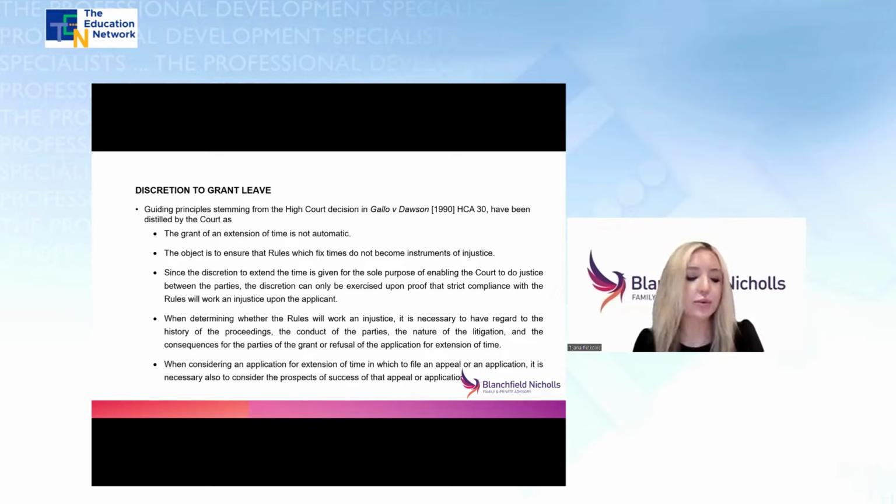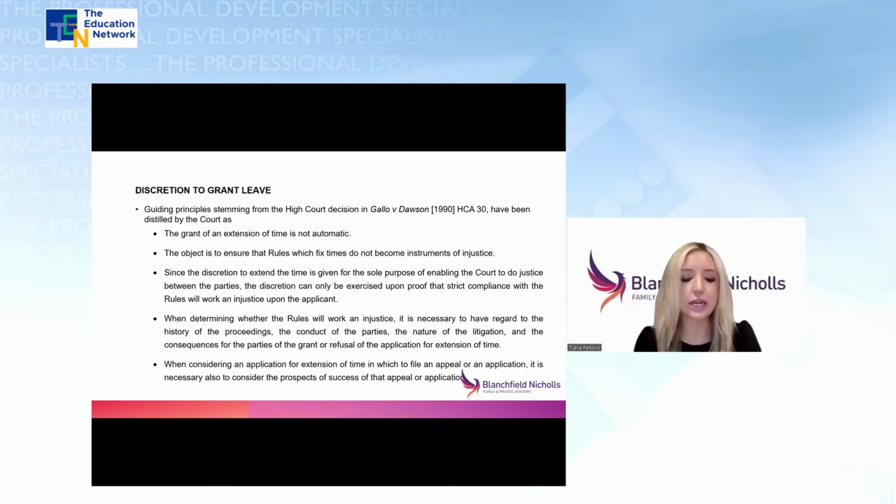Now, there are a number of well-established guiding principles as to the exercise of discretion which stem from that High Court authority in Gallo and Dawson, and they have been distilled by the court as being as follows. The grant of extension of time, as I've mentioned earlier, is not automatic. The object is to ensure that rules which fix timeframes do not become instruments of injustice. They exist there for a reason.